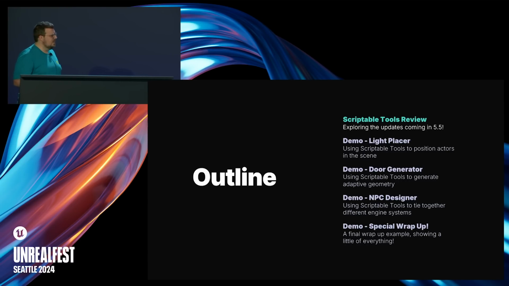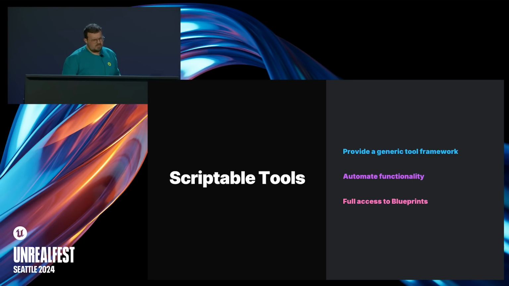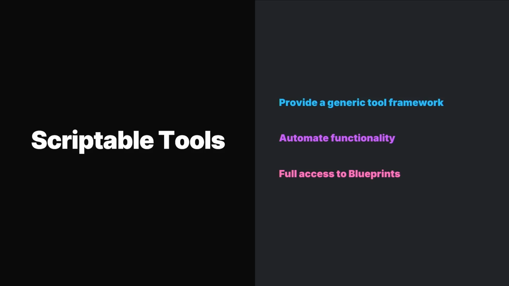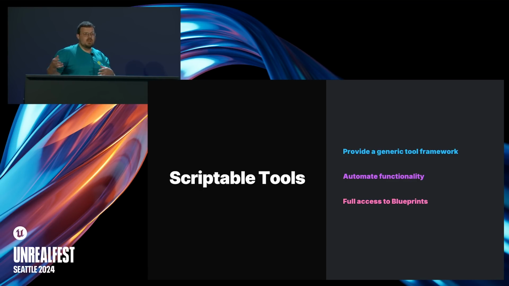So, exactly what are Scriptable Tools? Scriptable Tools are a blueprint-based system for developing your own interactive tools in the editor. And generally, what we're talking about here is a generic framework to build tools that is built on top of the ITF. So that's the Interactive Tools Framework. If you're not familiar with modeling mode, this is what all the tools in modeling mode are built off of under the hood in C++. Scriptable Tools takes that framework and exposes it up to you as a blueprint accessible system, so you can build tools that are very similar to what we're doing in modeling mode.